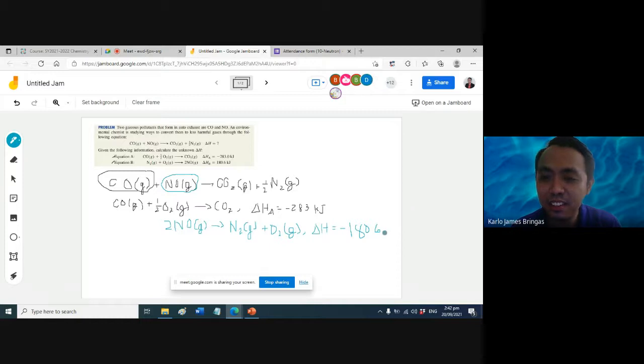This is the ugliest my handwriting has ever been. And also the most difficult thing to write. Pero sige na lang.